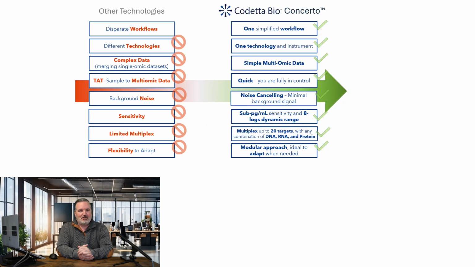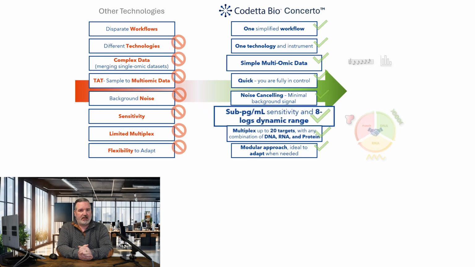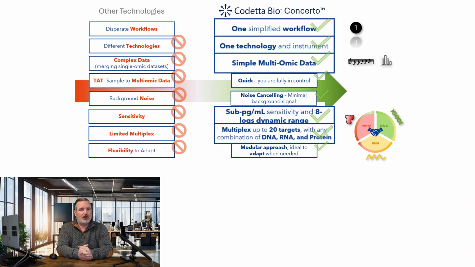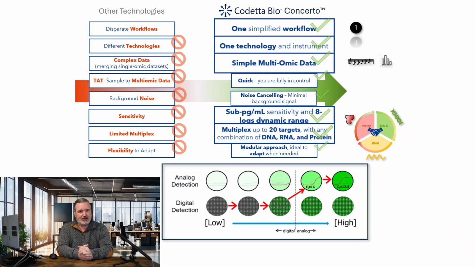By contrast, Codetta Bio's Concerto system assays are designed to deliver approximately 8 logs of dynamic range per target, maintained across protein, DNA, and RNA within the same workflow. We combine digital and qPCR readouts requiring absolutely no sequencing. Sample to data in 3 hours. This avoids sequencing saturation, eliminates intentional signal compression, and enables longitudinal biology without dilution gymnastics.